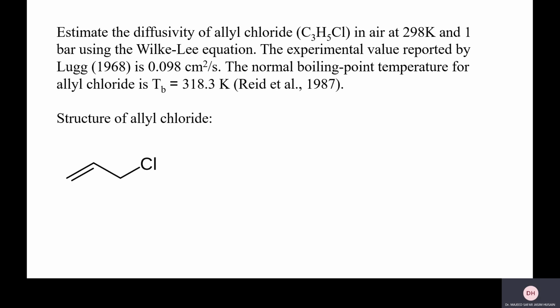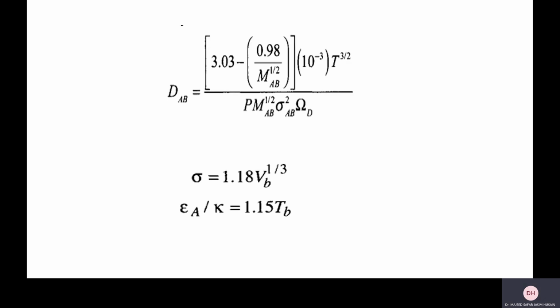Now, he wants you to use the Wilke-Lee equation. If you go to the notes, you will see this equation, the Wilke-Lee equation. I think it was the last slide. So look at it. It's telling you diffusivity of A into B, allyl chloride into air, is equal to a constant, 3.03 minus 0.98 divided by MAB to the power half. We said M is molecular weight. But it's not the molecular weight of A, it is not the molecular weight of B, it is both of them.